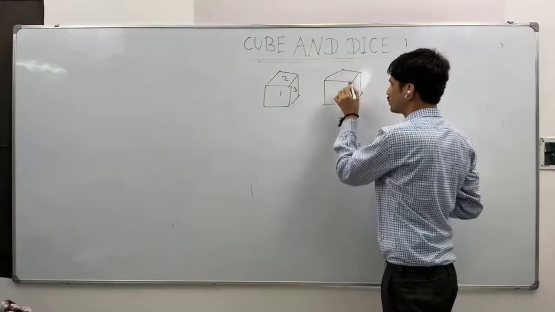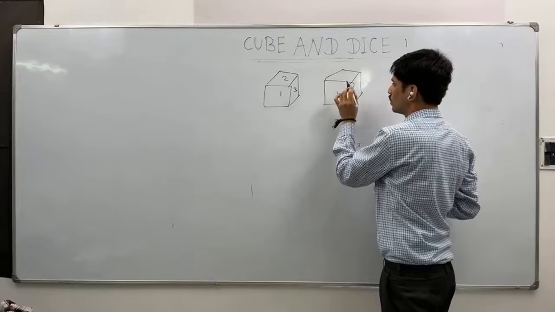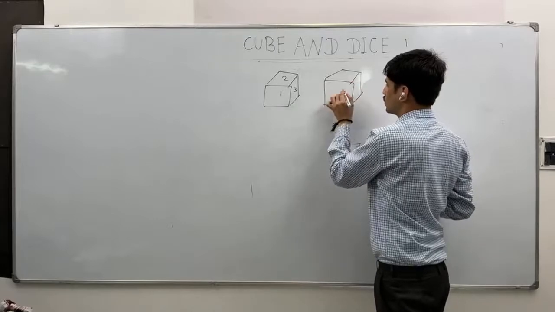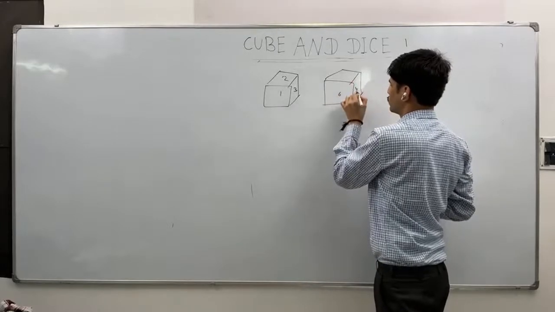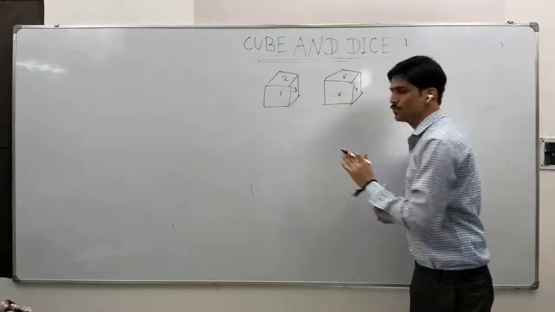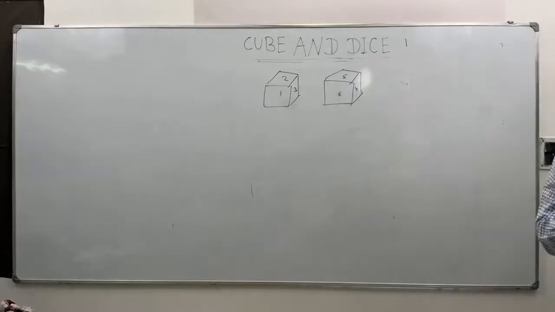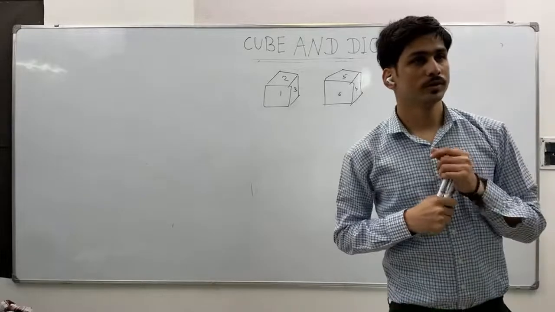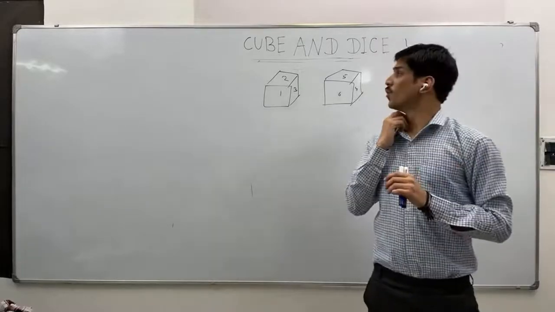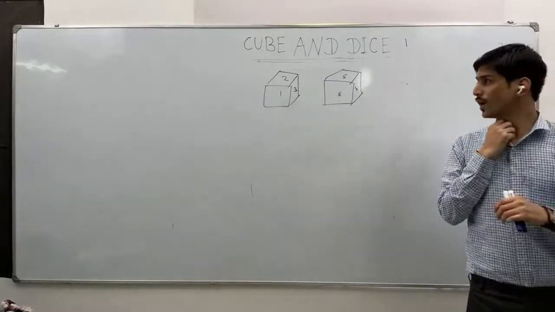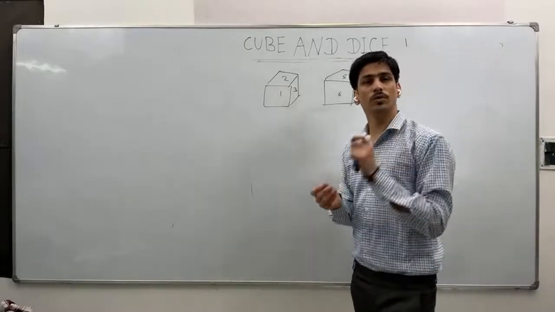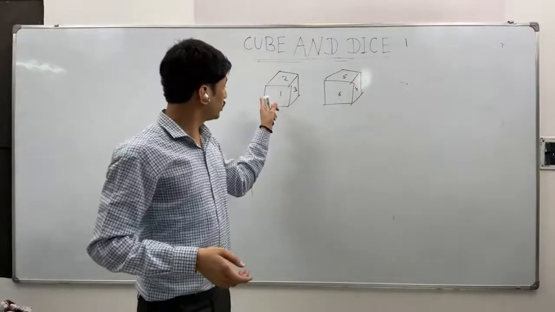If I ask you, let's say two faces I am showing. Now tell me, what will be the opposite of 1? 6. Simple. What will be the opposite of 2? 5. What is the opposite of 3? 4. How are you able to tell that the opposite of 1 is 6?